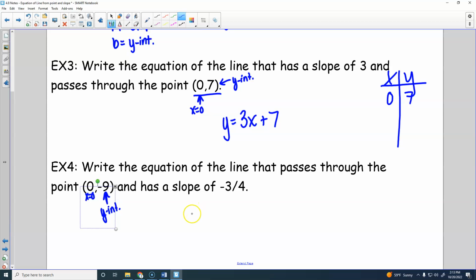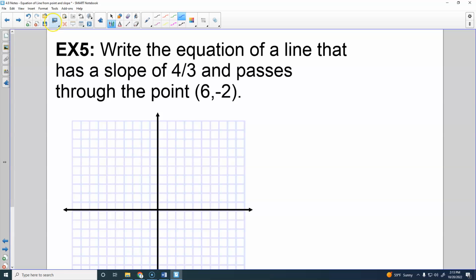So, Lanaya, what would the equation be for this one? So y equals negative 3/4 x minus 9. Perfect. Okay, any questions? All right, well, let's look at this next one.